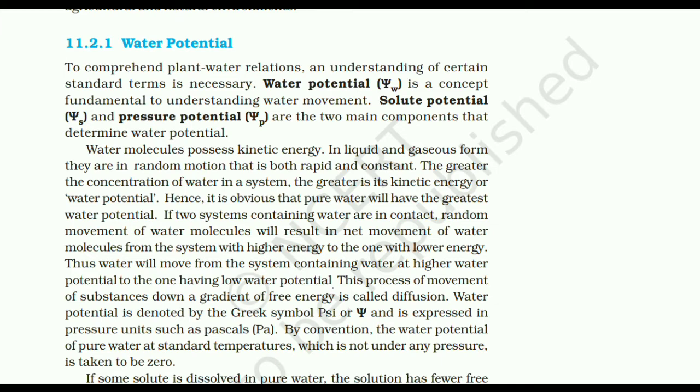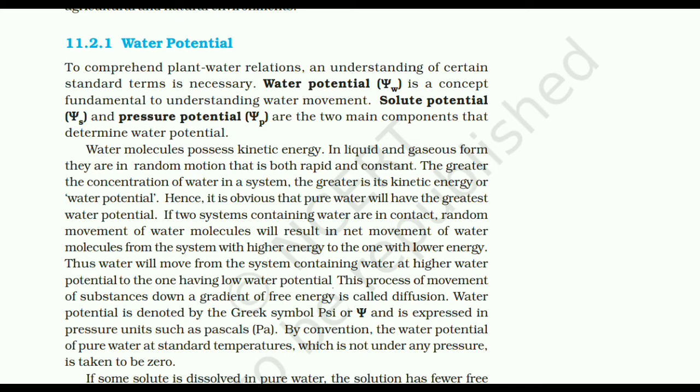The greater the concentration of water in a system, the greater is its kinetic energy or water potential. Hence, it is obvious that pure water will have the greatest water potential. If two systems containing water are in contact, random movement of water molecules will result in net movement of water molecules from the system with higher energy to the one with lower energy. Hence, water will move from the system containing water at higher water potential to the one having low water potential. This process of movement of substances down a gradient of free energy is called diffusion.